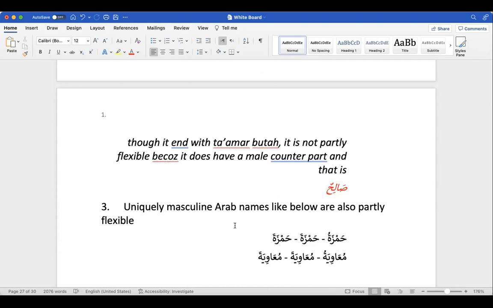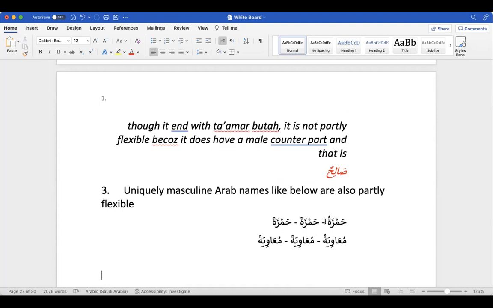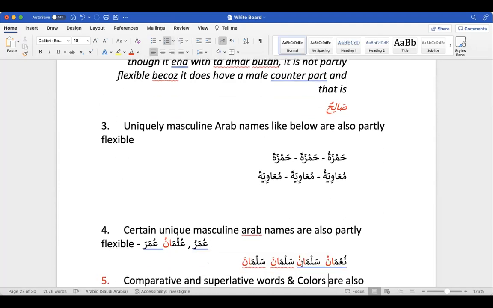There are some unique Arab male names like Hamza, Mawiya, Umar. They are also partly flexible, but it's unique. Not all Arab names are like this, only some. So Hamza, Mawiya, and you can see they also end with Tamar Buta, okay? And some like Umar, Usman, Salman are also partly flexible.